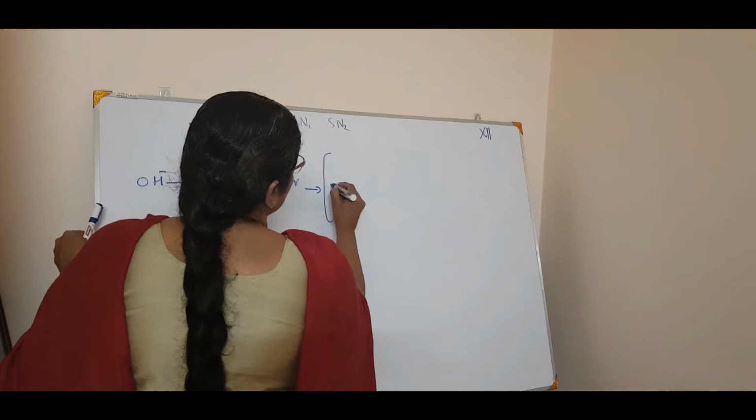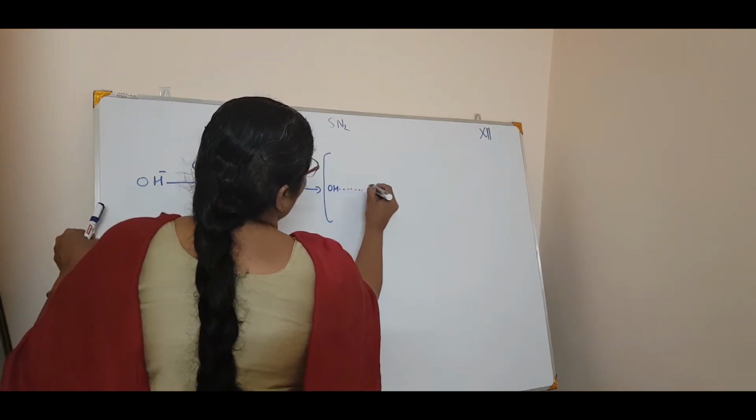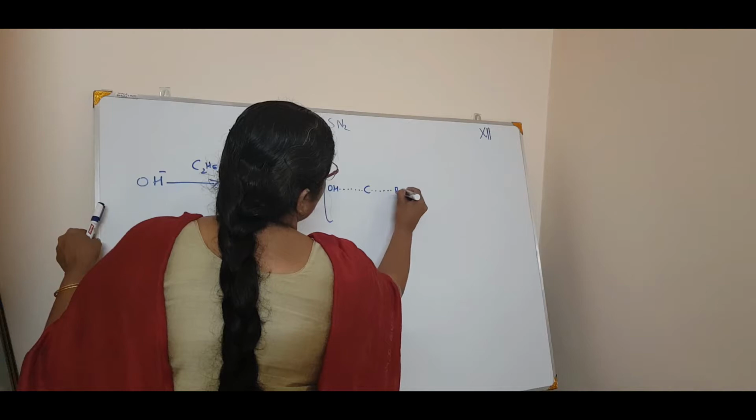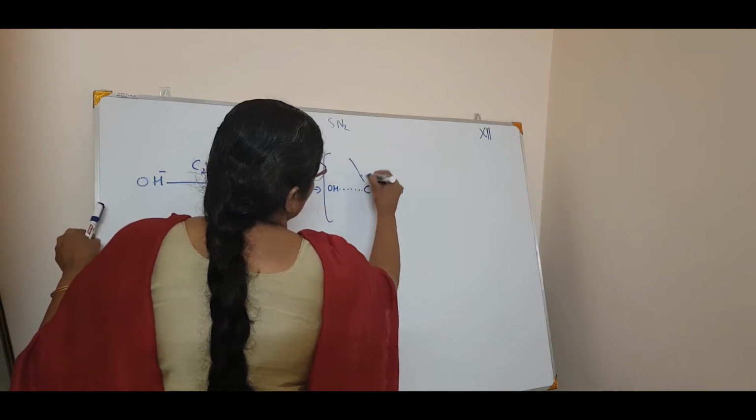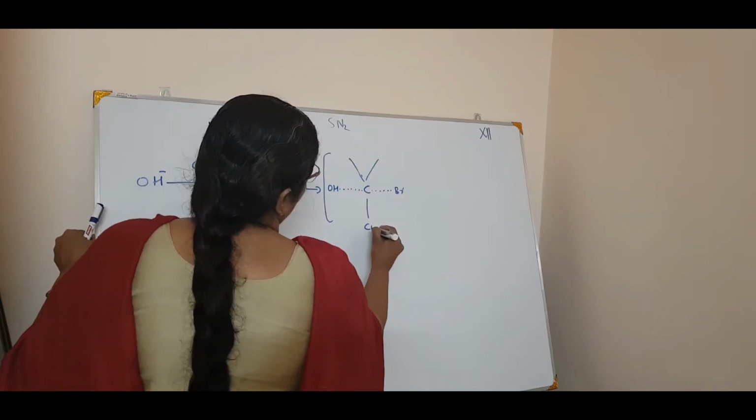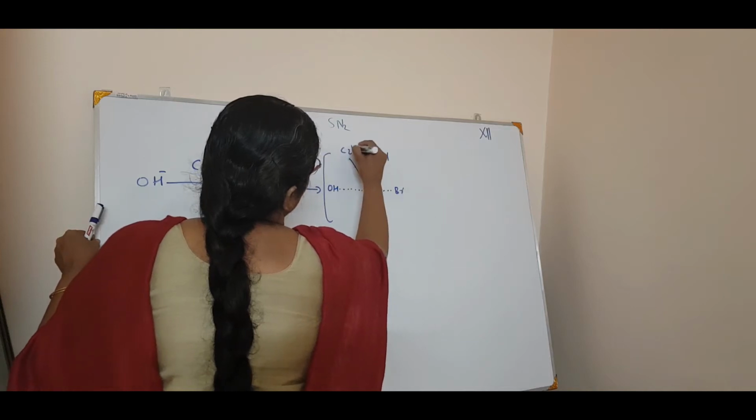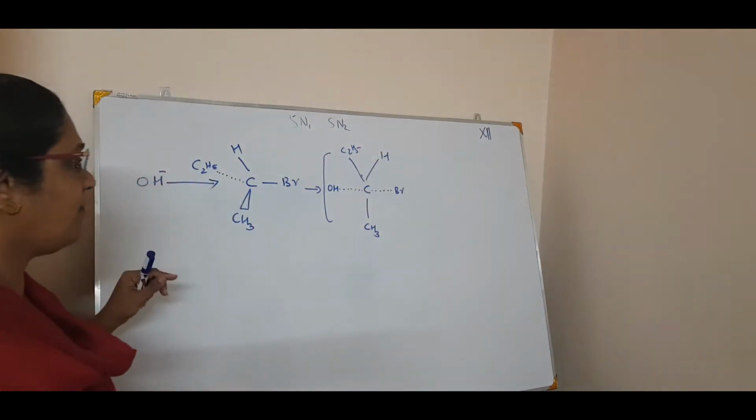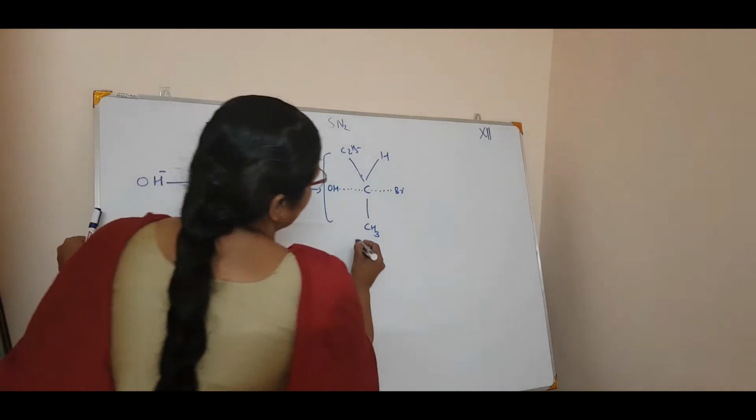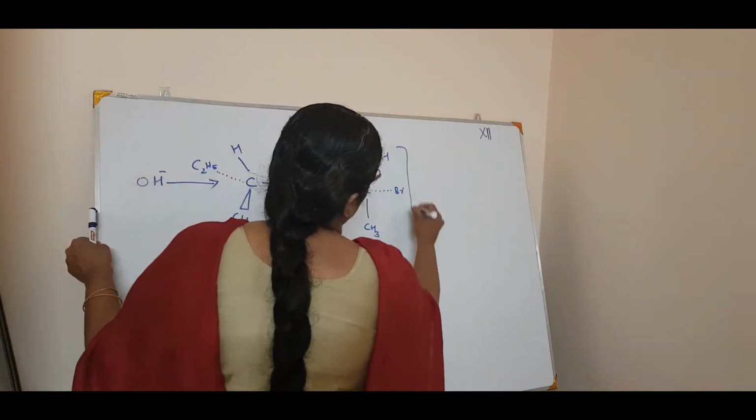There will be a transition state. That means the OH bond, and here will be the Br bond, isn't it? So here it is CH3, here it will be H, here it will be C2H5. See? Here this is the transition state, not an intermediate.